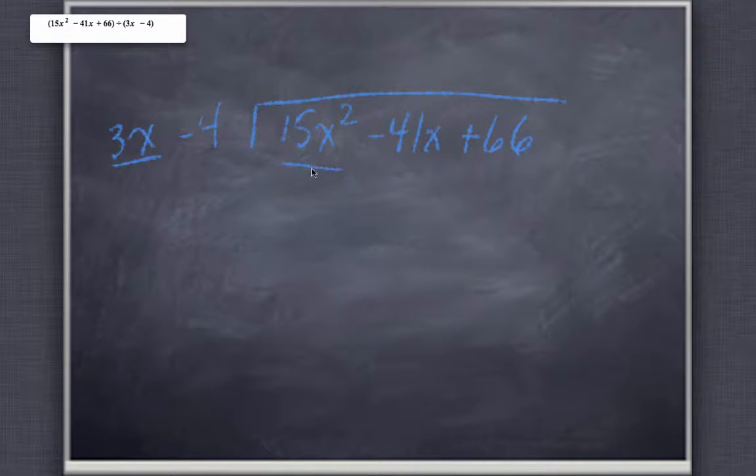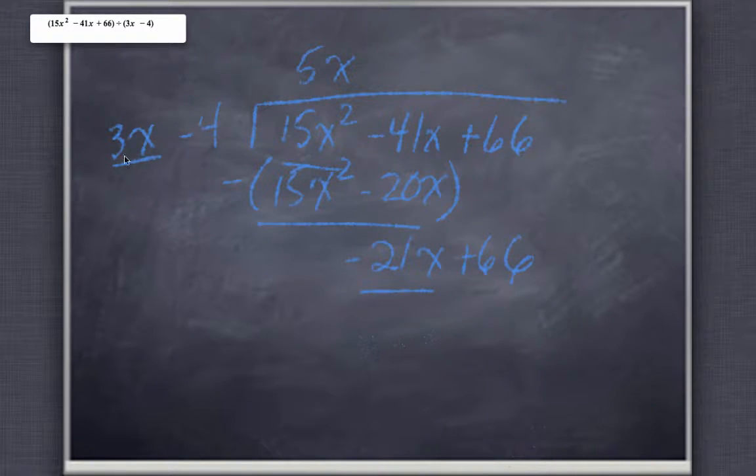3x goes into 15x squared 5x times. But now when I multiply, I do have to multiply the 5x by this entire thing. So I multiply 5x times 3x is 15x squared. 5x times negative 4x is negative 20x. And just like long division on numbers, I'm going to subtract now. And that first bit will cancel. Negative 41x minus a negative 20x is negative 21x.